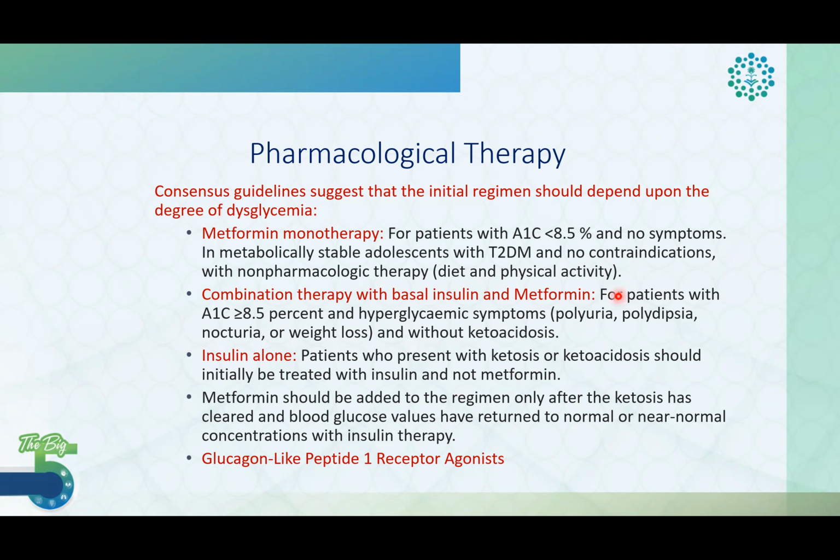And then when we control the symptoms of polyuria, polydipsia, and weight loss, and hemoglobin A1C becomes less than 8.5%, we can wean basal insulin gradually and keep the adolescent on metformin monotherapy alone. Metformin should be added to the regimen only after ketosis and acidosis have resolved and the patient has returned to normal or near normal glucose levels. And lastly, but not the least, is the use of glucagon-like peptide 1 receptor agonists. I'm going to talk later about this group.